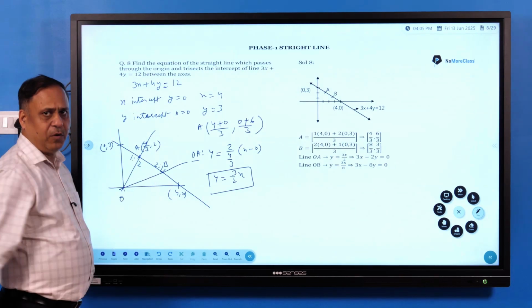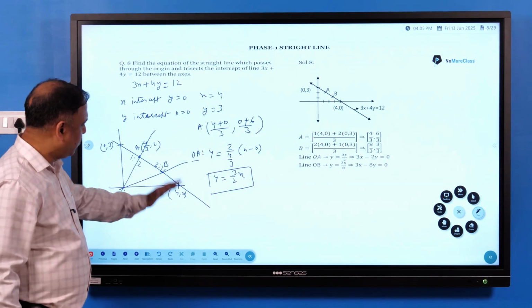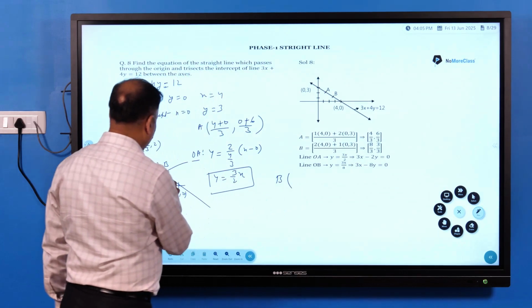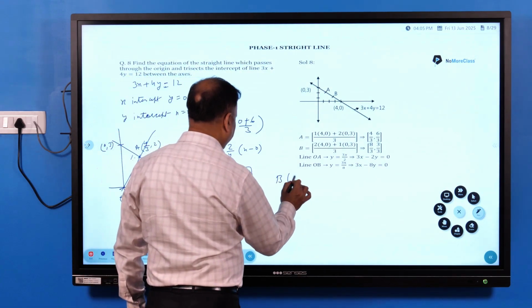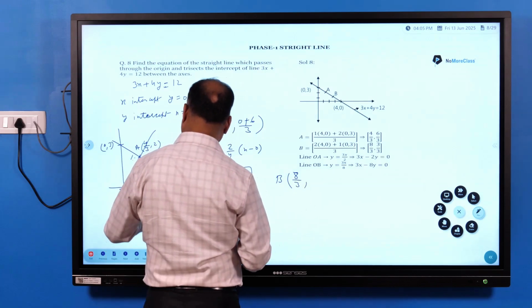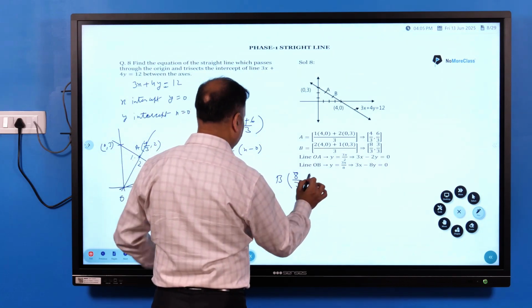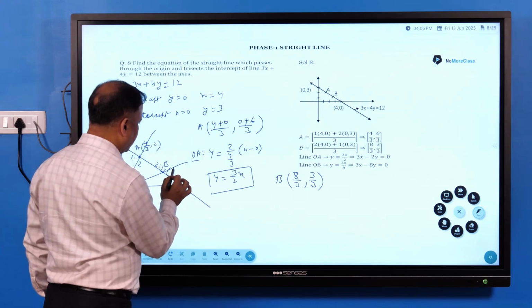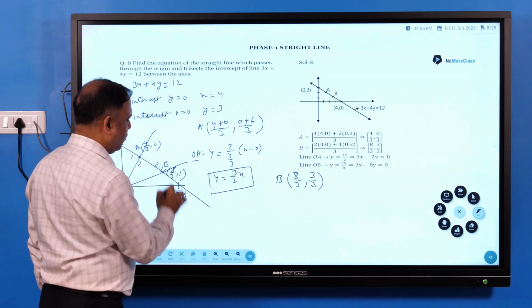Similarly, I will calculate the B point. What is the B point? Section formula is used again for the B point. 2 into 4, 8, plus 0 upon 3. This is 2 into 0 plus 3 upon 3. So this point is 8 upon 3 comma 1.